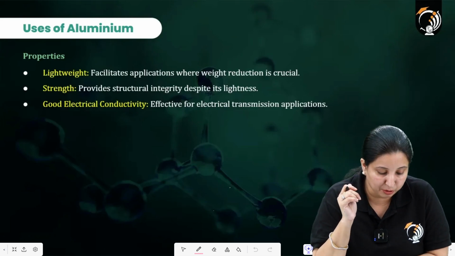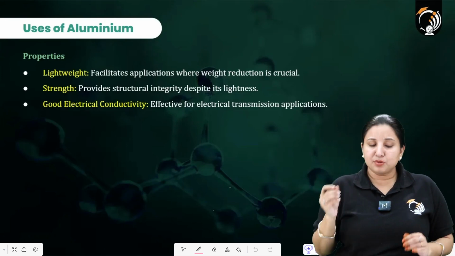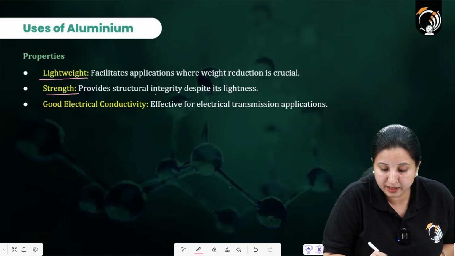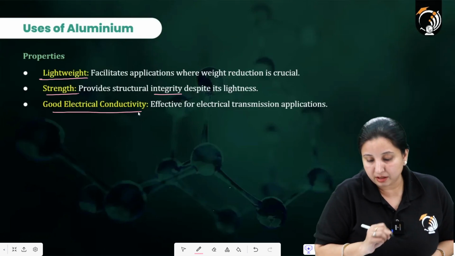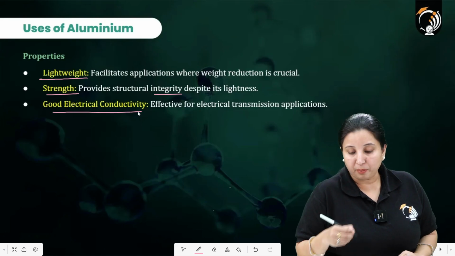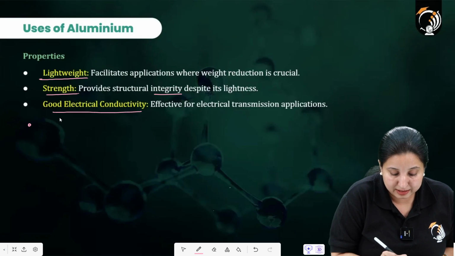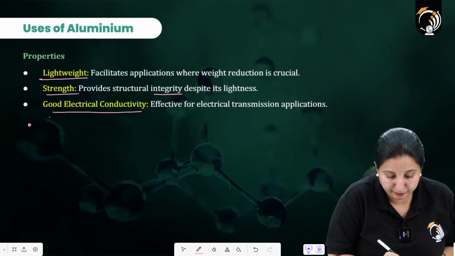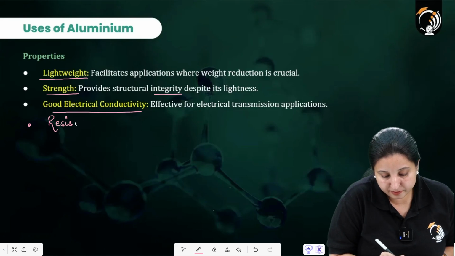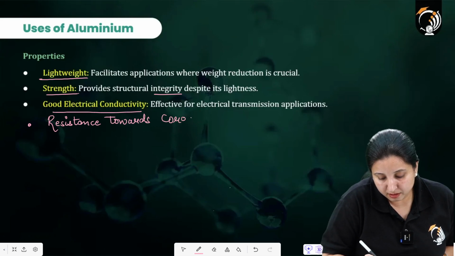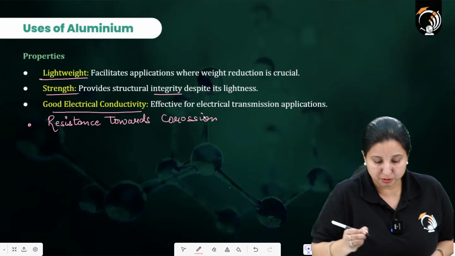So let's talk about aluminium. Now, aluminium is what? It is very light in weight. Its strength is very good, which provides structural integrity, and it is a good electrical conductor. Because of these three properties, it is used in many places. And one more property is there, that is, it is what? Resistance towards corrosion.